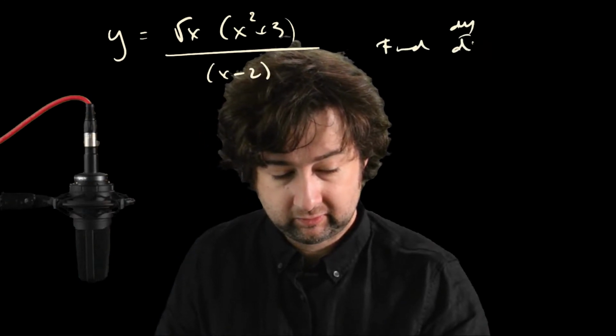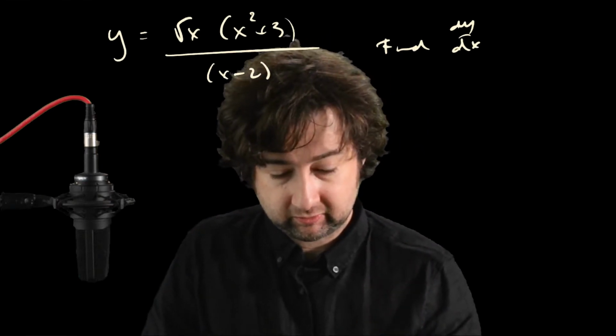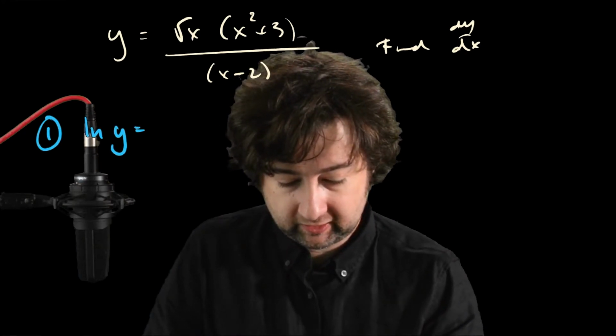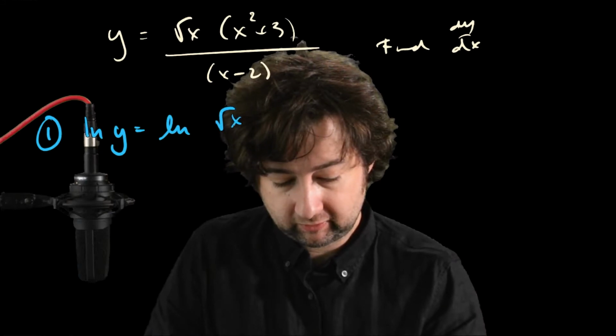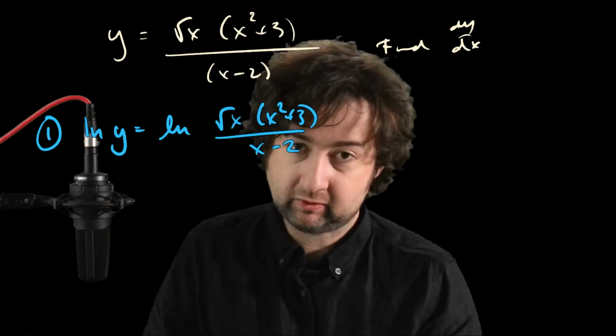Okay, so now let's do a logarithmic differentiation. So suppose that I had y is equal to the square root of x times (x squared plus 3) over (x minus 2). And I want to find dy/dx. So step 1 is to write it as a logarithmic expression. So step 1, the natural log of y is equal to the natural log of the square root of x times (x squared plus 3) over (x minus 2).